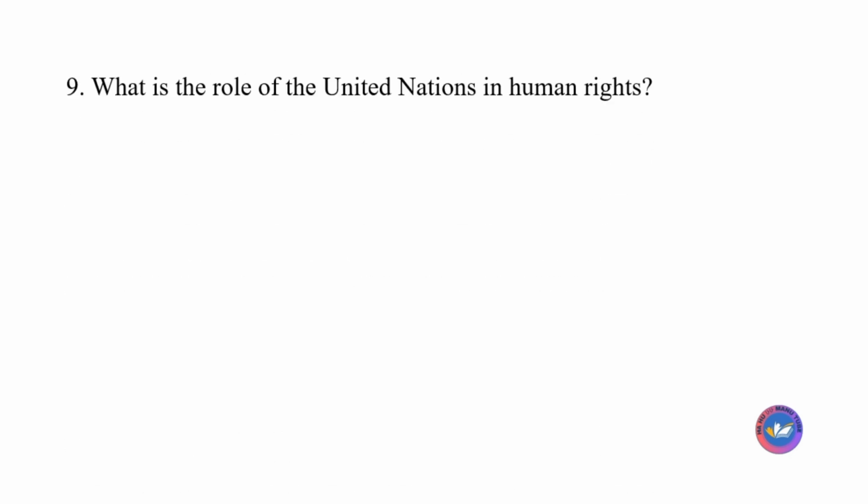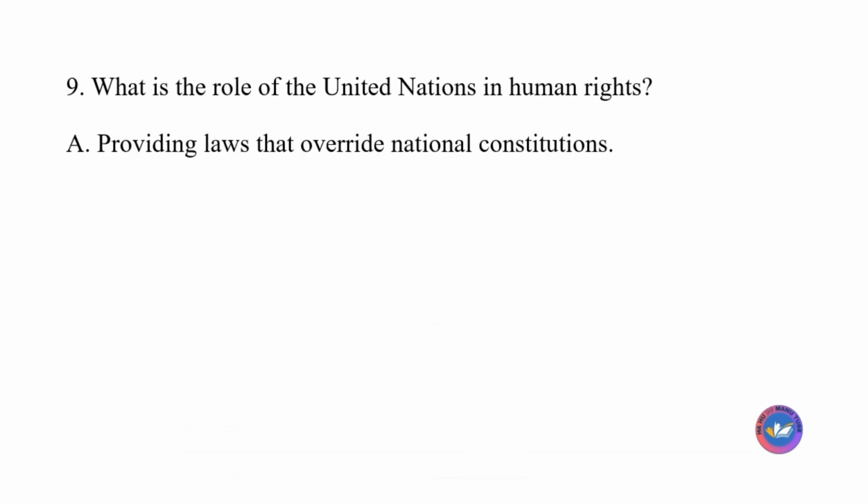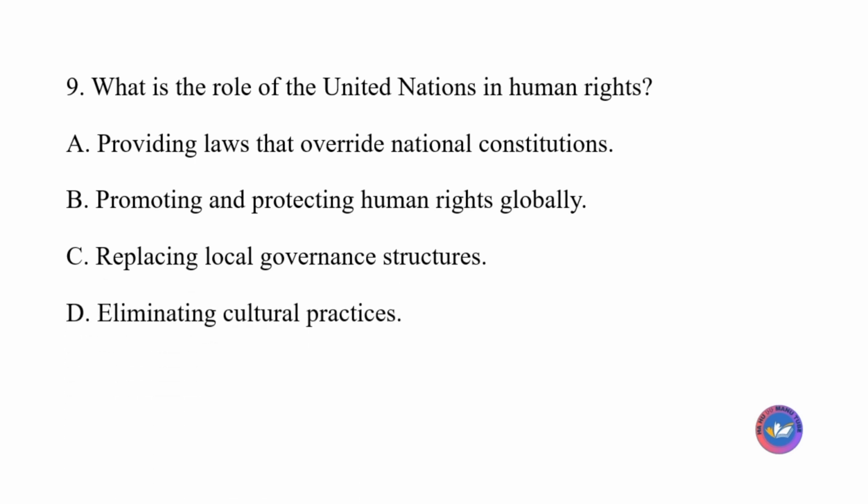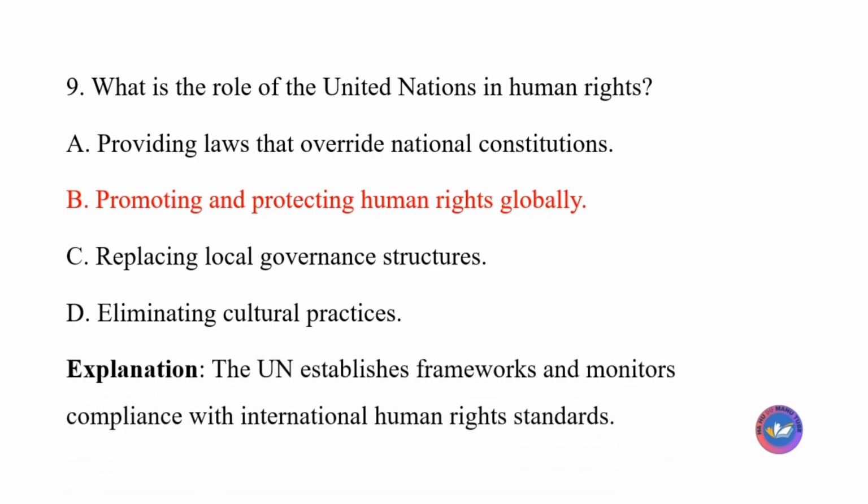Question number 9. What is the role of the United Nations in human rights? A. Providing laws that override national constitutions. B. Promoting and protecting human rights globally. C. Replacing local governance structures. D. Eliminating cultural practices. The answer is promoting and protecting human rights globally. The UN establishes frameworks and monitors compliance with international human rights standards.